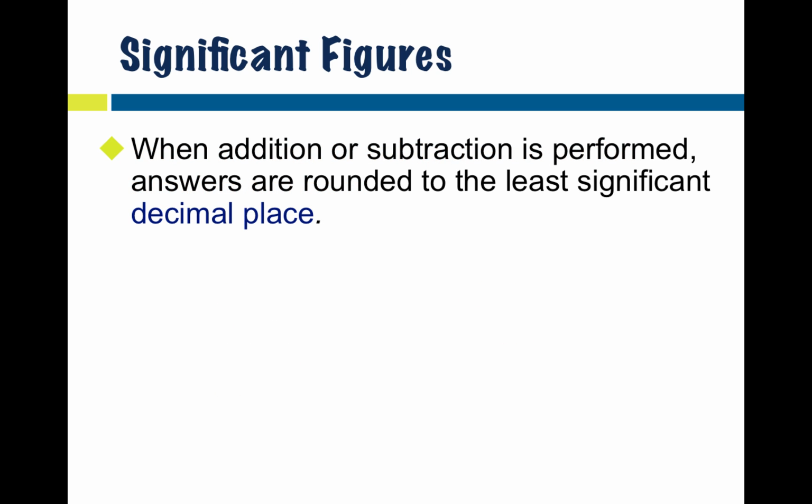All right, so moving on. When addition or subtraction is performed, answers are rounded to the least significant decimal places. So what we're going to look at right now are the rules in using significant figures in mathematical calculations. Okay? So the rules for addition and subtraction are different than the rules for multiplication and division, so you have to keep them straight. So in addition and subtraction, what we're looking for is the least significant decimal place.